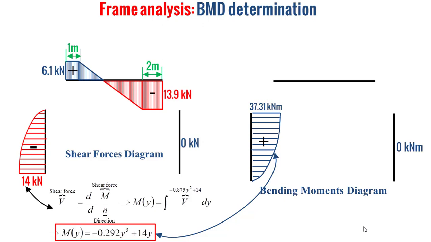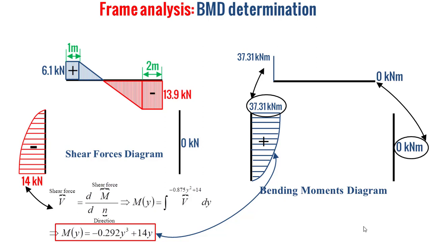we can deduce that this bending moment will continue to be 0 kilonewton meter along the right hand column. Now for the bending moment along the beam, the bending moment equal to 37.31 kilonewton meter applied at the top of the left hand column will be transferred to the left hand edge of the beam, and the 0 kilonewton meter applied along the right hand column will be transferred to the right hand edge of the beam.